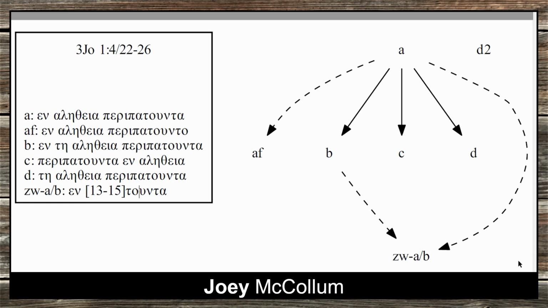Okay, I see. So basically what that's saying is that with the 13 to 15 letters missing, there's not really any certainty whether that comes from reading B or reading A. Yeah, we don't know. It could be either. You encounter the same thing if you're working with versional data. So if you have something in Latin and it has in veritate, it could be reading A or it could be reading B. We don't know because Latin doesn't have articles. That's right. Yeah.